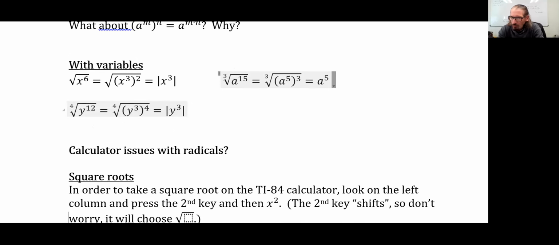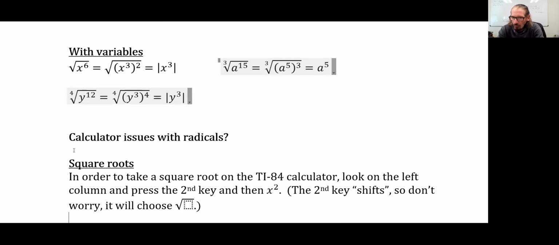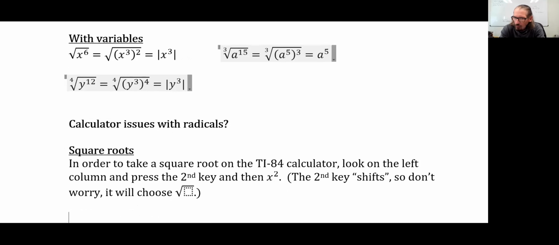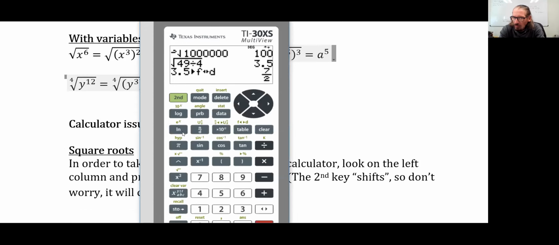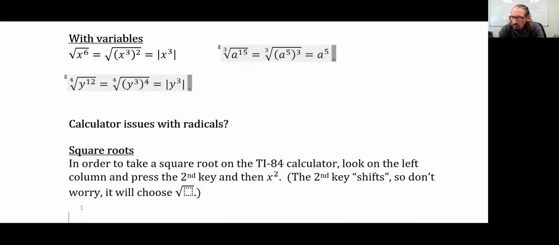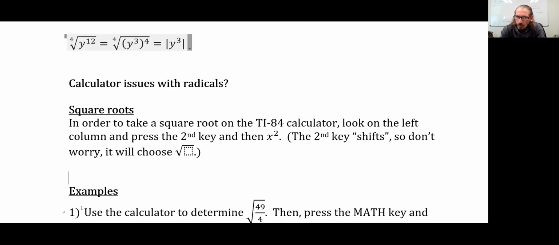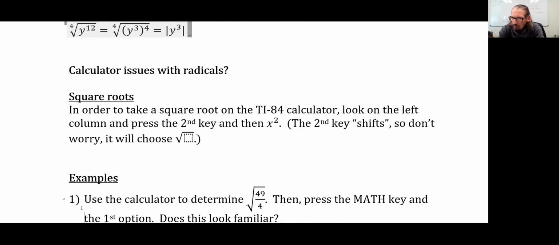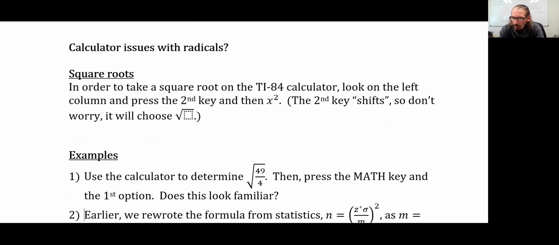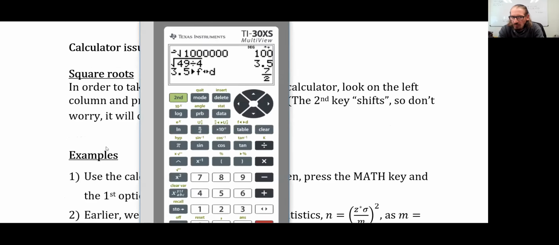Okay, I did do a little bit already. I've shown where the square root symbol is, and I showed how to take either a 3rd or 4th root, where I typed the index first, pressed second, and went above the exponent symbol, the caret symbol there. I've already shown the square root of 49/4. When I turned that back into a fraction, I got 7/2.